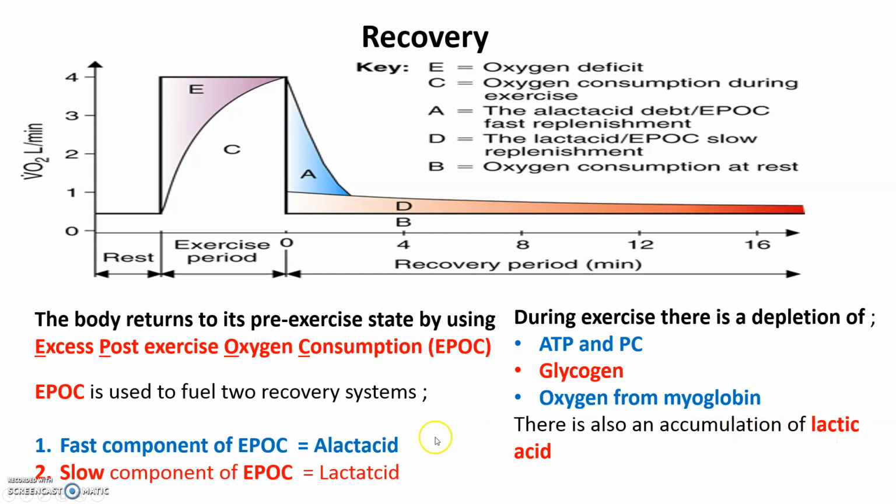With regards to the fast component in blue here, colour coordinated, we looked at the ATP and PC system and how it's replenished via endothermic reactions, and then oxygen from myoglobin. We looked at how oxygen binds with haemoglobin to make oxyhaemoglobin, and how oxygen also binds with myoglobin at the muscle to make oxymyoglobin. Today's focus is this stuff in red, which is the slow component.